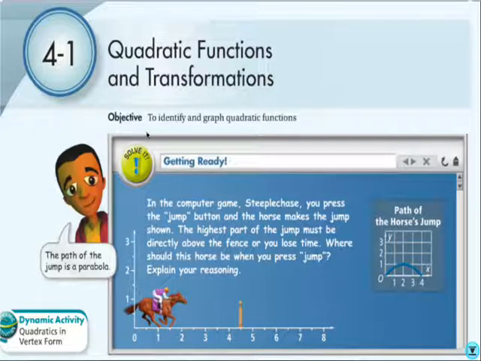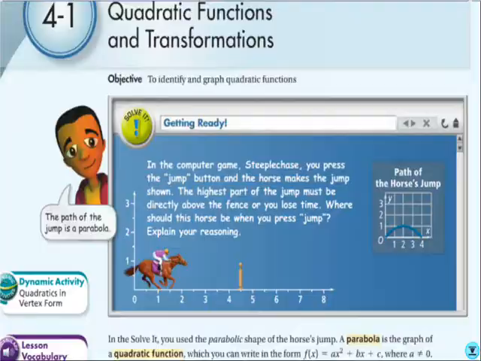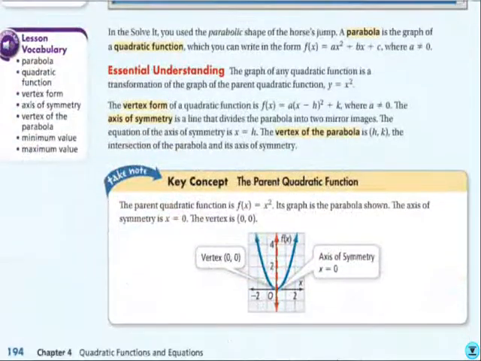So the objective today is we're going to be able to identify and graph quadratic functions. Okay, quadratic functions. A quadratic function gets graphed in the form of a parabola. Okay, a parabola is this curvy U-shaped, however you want to describe it, but it's a parabola. We wrote quadratic equations in Algebra 1, and we used this form: ax squared plus bx plus c. The big deal being that a is not equal to 0.